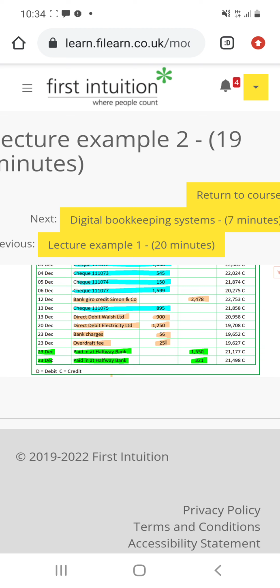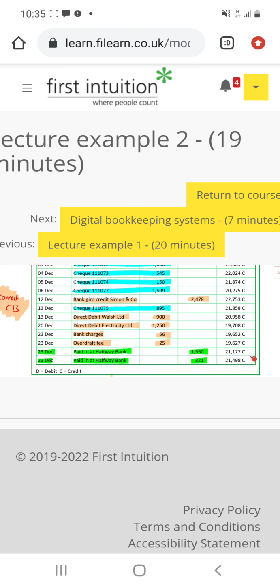So the bits in orange, remember, these are all the things where we're going to need to correct the cash book because they are missing entries. The things that have happened, they have occurred, we can see them in the bank, but they're not recorded in our cash book, so we need to put them through our cash book.